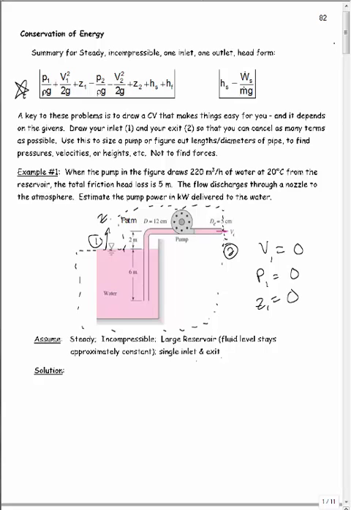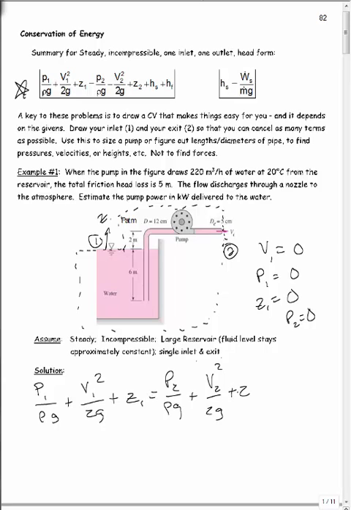So your equation here, oh, by the way, P2 also is at atmospheric. So that's 0 as well. Okay. So our energy equation here, after we've simplified it down to this head form: P1 over rho g plus V1 squared over 2g plus Z1 equals P2 over rho g plus V2 squared over 2g plus Z2 plus HF plus HS. All right. P1 we said was 0, P2 is 0, V1 is 0, Z1 is 0.